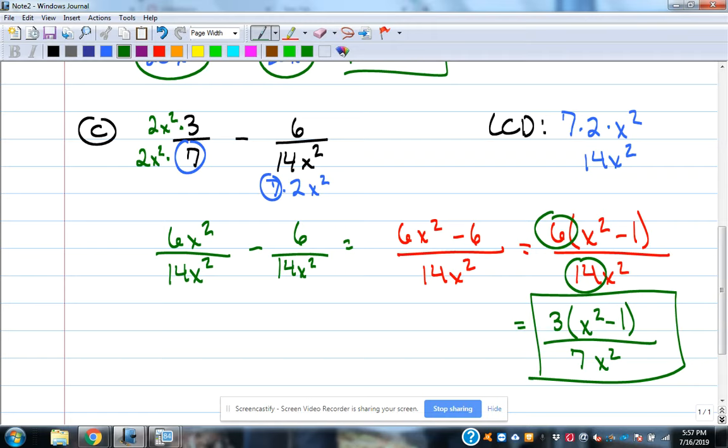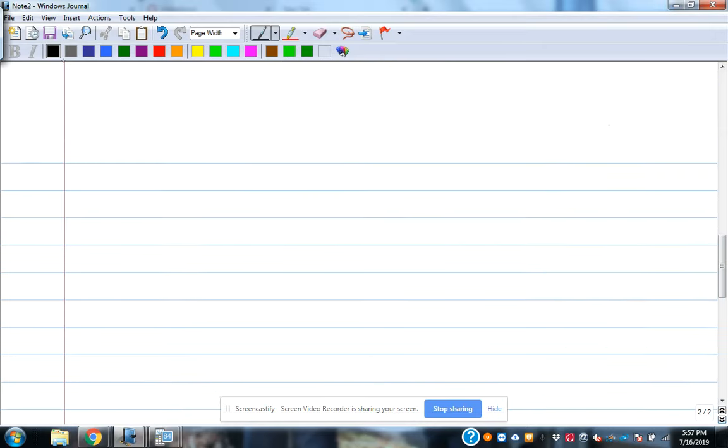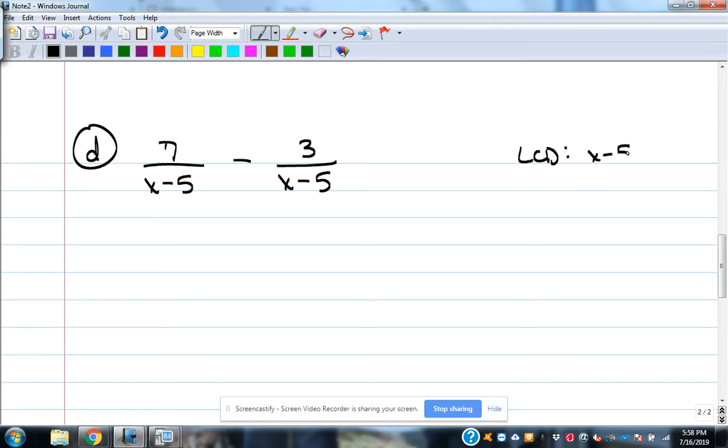Let's look at one that has more of a polynomial feel to the denominator. Seven over x minus 5 minus 3 over x minus 5. This one's nice. It's still rational expressions, and we're subtracting them. Same rule as for addition, but the denominator is already the same. It's x minus 5. Because the denominator is already the same, I can go ahead and do the work.